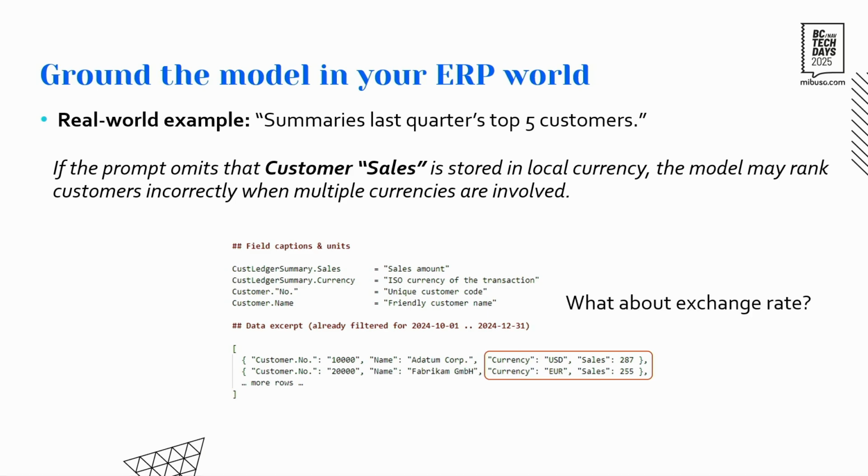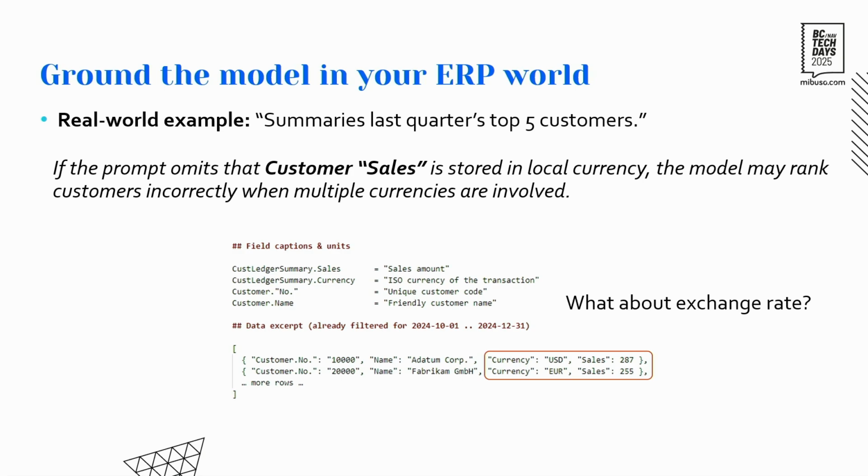But what about the exchange rate? We haven't provided any exchange rate. So what will the model do if we haven't provided that? It will most likely consider the exchange rate that the model was trained on, which is factually incorrect, and the response will most likely not be the actual response that you expect or something that you can rely on.